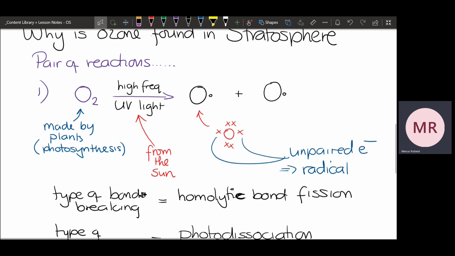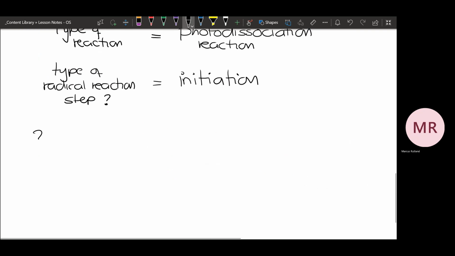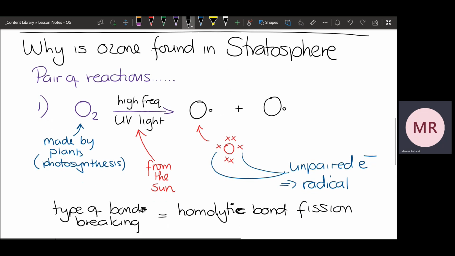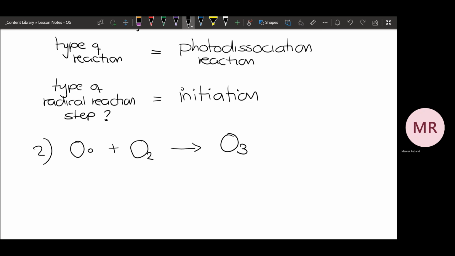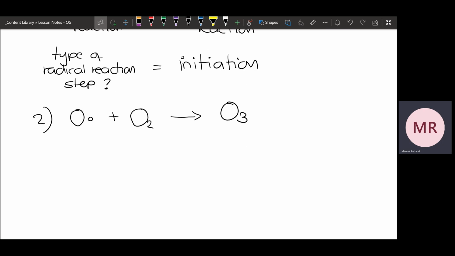Okay, step 2 in our why is ozone found in the stratosphere: those oxygen radicals can then bump into an undissociated oxygen molecule, and those 2 can react together to make O3. So this is simply the 2 things coming together. So this is just a new bond forming reaction.